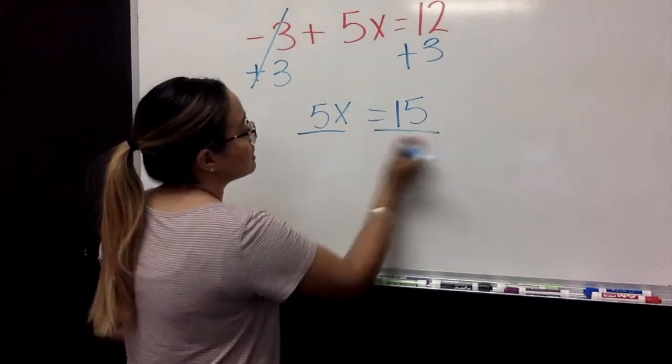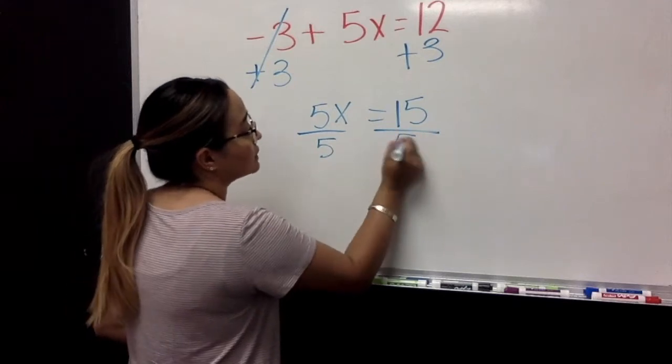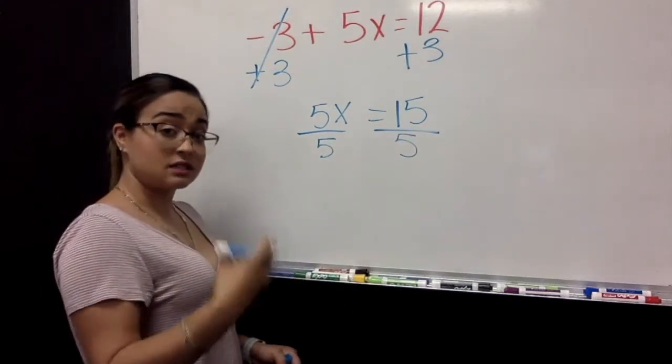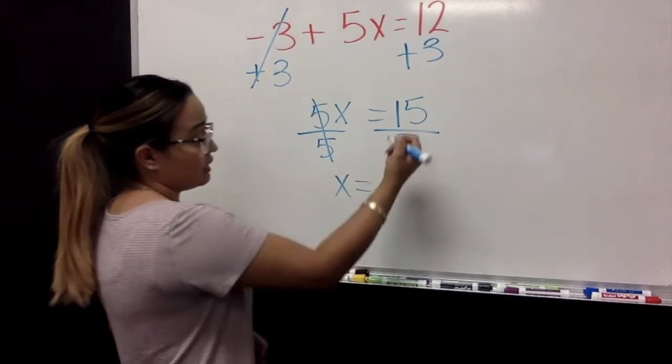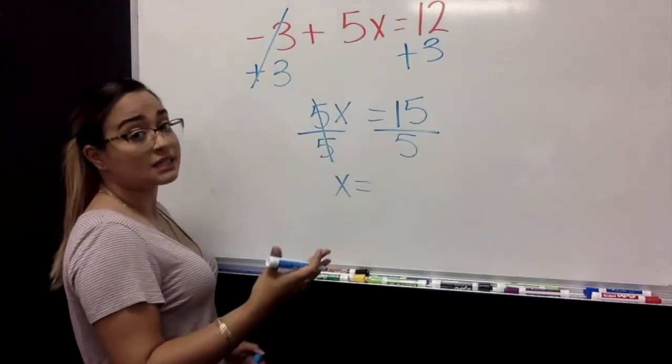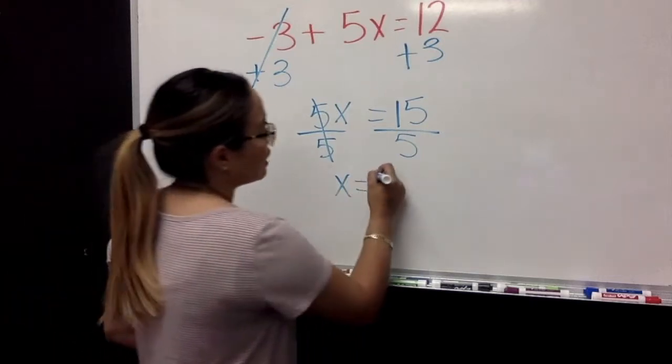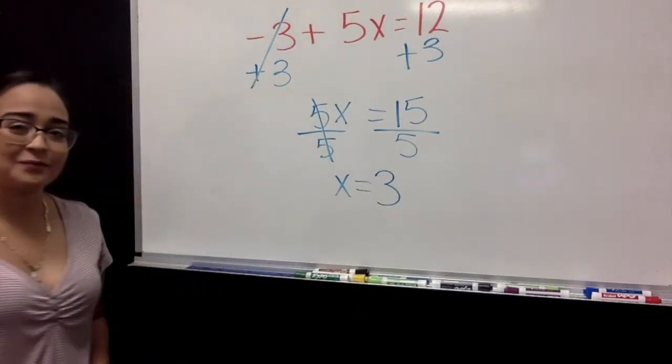And we divide by 5 because the opposite of multiplication is division. Cancels out right here, leaving x, and 5 goes into 15 how many times? 3. So x is equal to 3. Make sense?